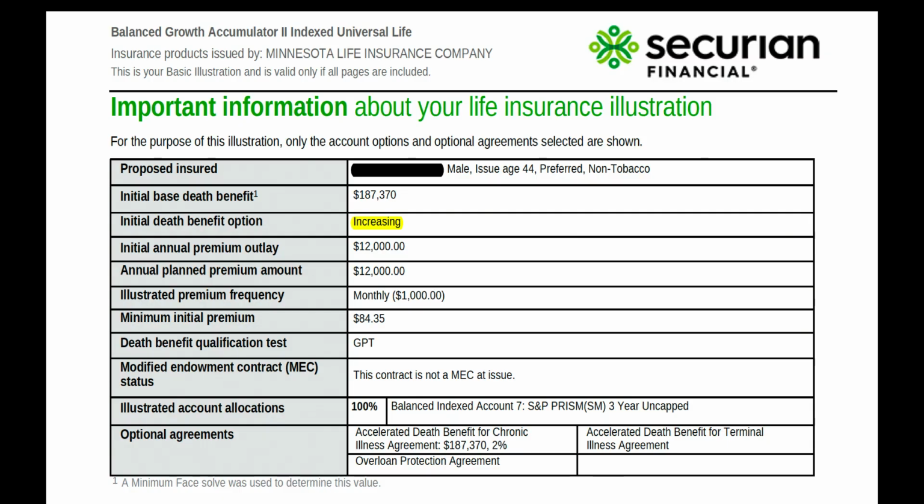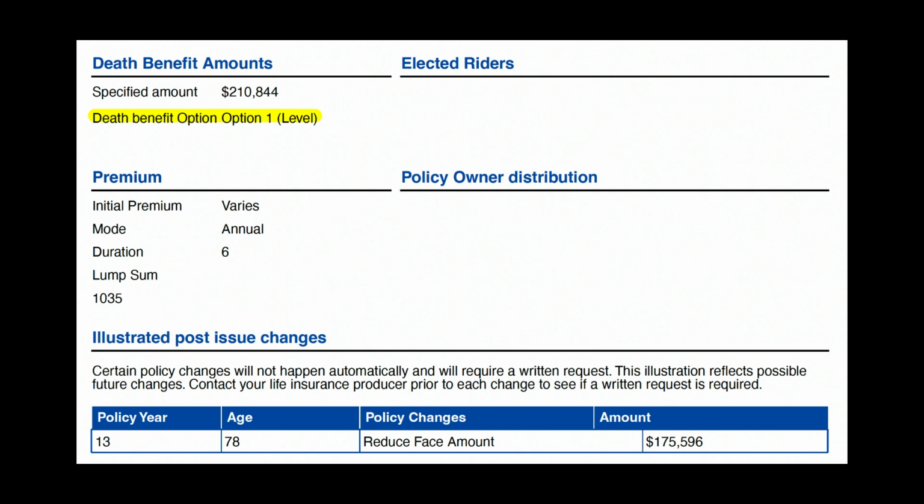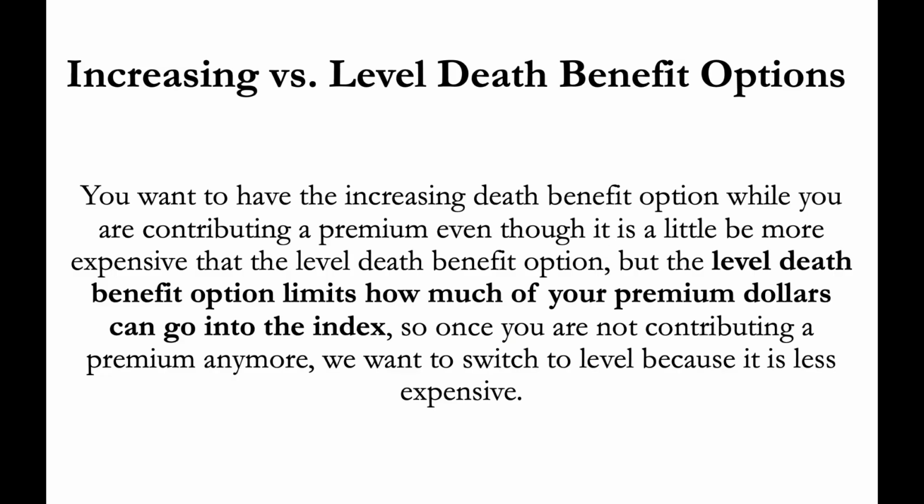The death benefit option should be increasing to level, or option B to option A. Some agents will design it with a level death benefit for all years, but that significantly raises the initial death benefit, and then you pay fees on that increased death benefit. You want to have the increasing death benefit option while you're contributing a premium, even though it is a little bit more expensive than the level death benefit option. But the level death benefit option limits how much of your premium dollars can go into the index.